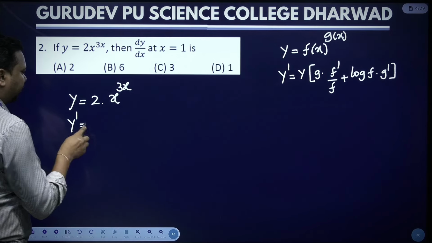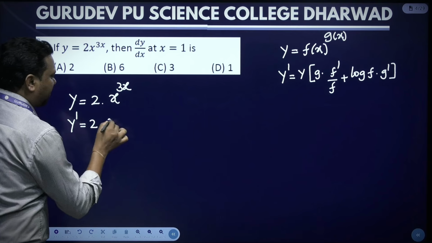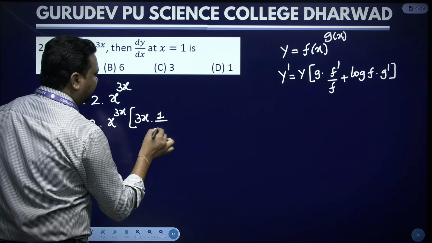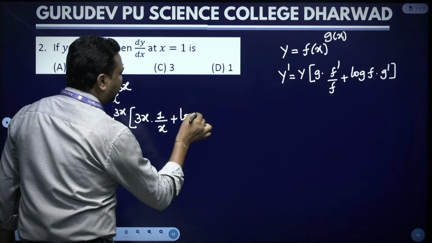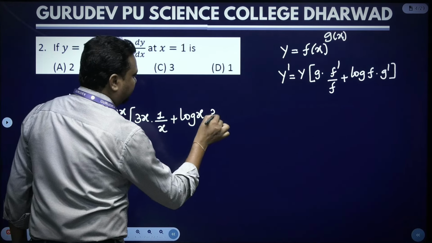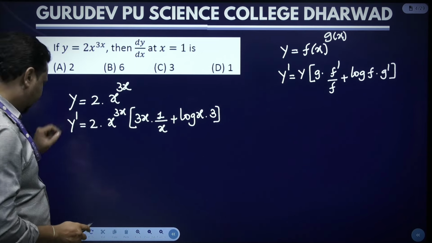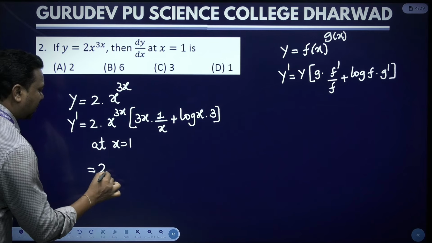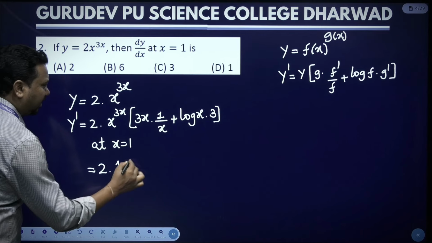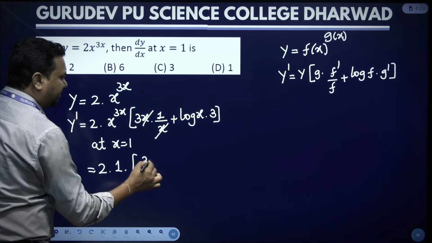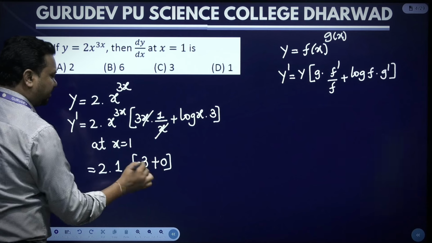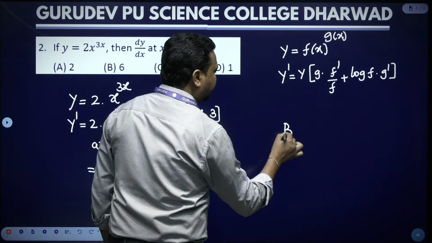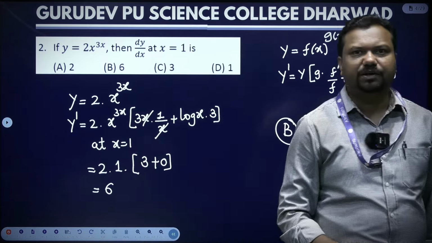Y dash is equal to, right, 2 as it is. Now x^3 as it is, into, right, power 3x into differentiation of x is 1 divided by x plus log x into differentiation of 3x is 3. Now the question is to find differentiation of this particular function at x is equal to 1, isn't it? At x is equal to 1. Therefore, I will choose 2 as it is. 1^3 is once again 1 into, here x and x get cancelled, only 3 remains, plus log 1 is 0, therefore 3 plus 0 is 3, 3 into 1 into 2, it will become 6. Therefore, what is your answer in this case? Option B is the right choice. Clear? Option B is the right choice.